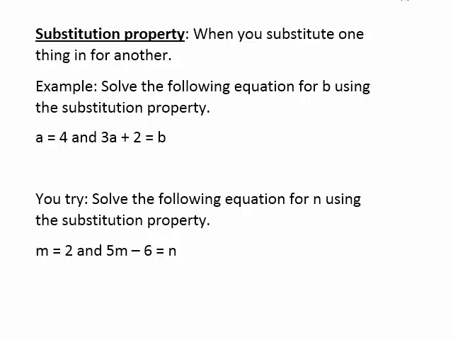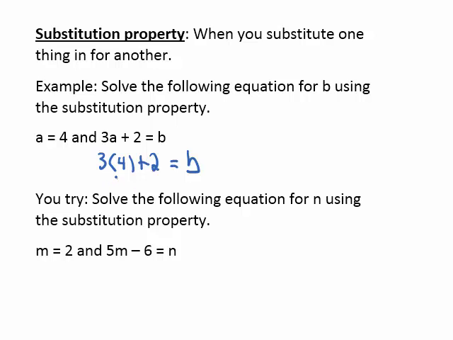And we're on to our last property for right now, which is the substitution property. Substitution property is just when you substitute one thing in for another. Usually we're going to be substituting a number in for a letter. So for example, suppose you were asked to solve the following equation for B using the substitution property. Well, we know A is equal to 4 and 3A plus 2 is equal to B. That means we can substitute 4 in for A.